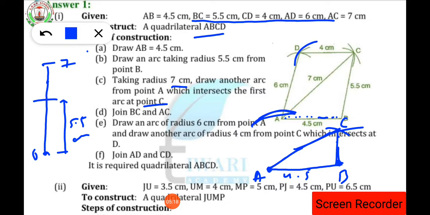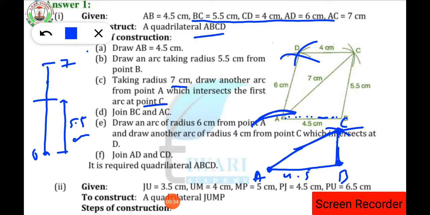In the same way, what you have to do? In the next step, draw another arc of radius 4 centimeter from point C, intersecting at point D. So here what you have to do at point C. Here C is given, isn't it?